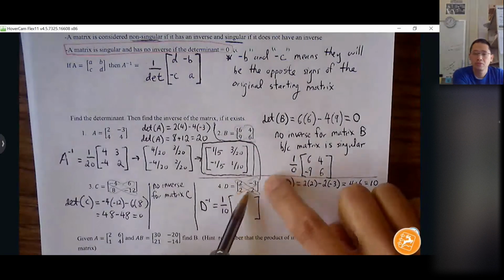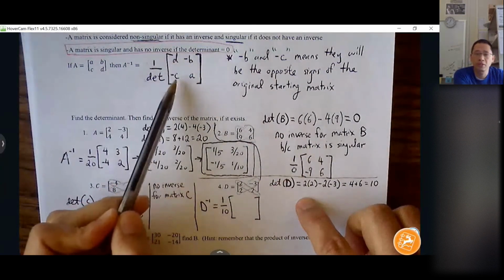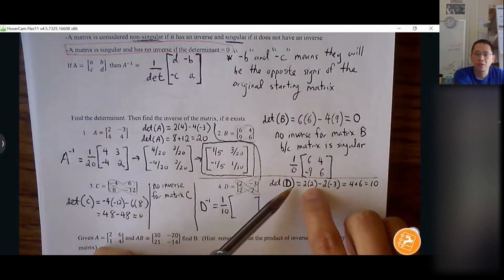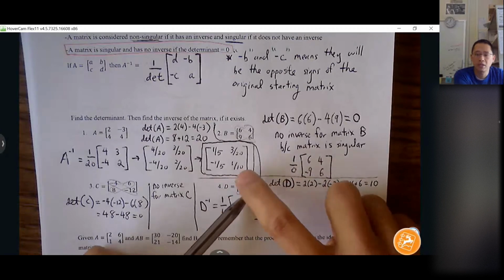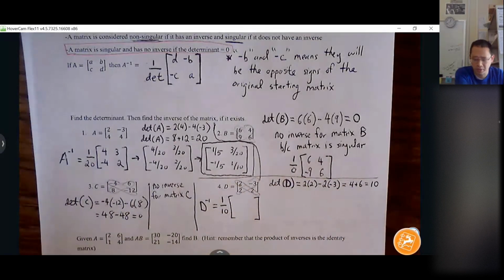And now do your rearranging of your original matrix. Your first diagonal that you started with your determinant, you're going to make them swap places. If I swap 2 and 2, it doesn't look like it's going to change because they're the same numbers.